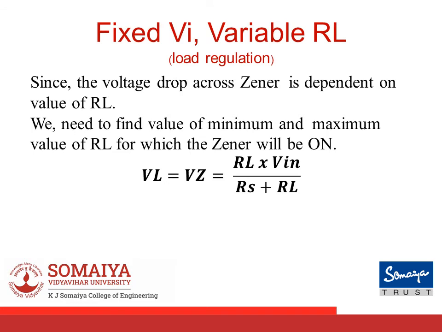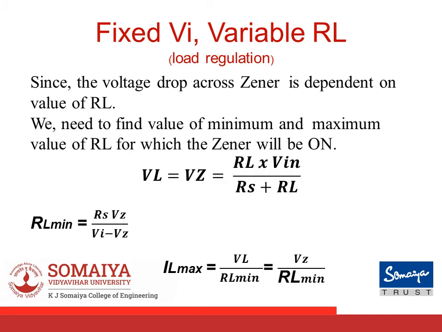The Zener will act as a voltage regulator provided the input and the load resistance fall in a particular range. Let's first begin with finding out the range of RL for which the Zener will act as a voltage regulator. This can be simply done by finding out the voltage drop across the load, which is equal to the voltage drop across the Zener, which can be found out using the voltage divider rule, which says RL into Vin upon Rs plus RL.